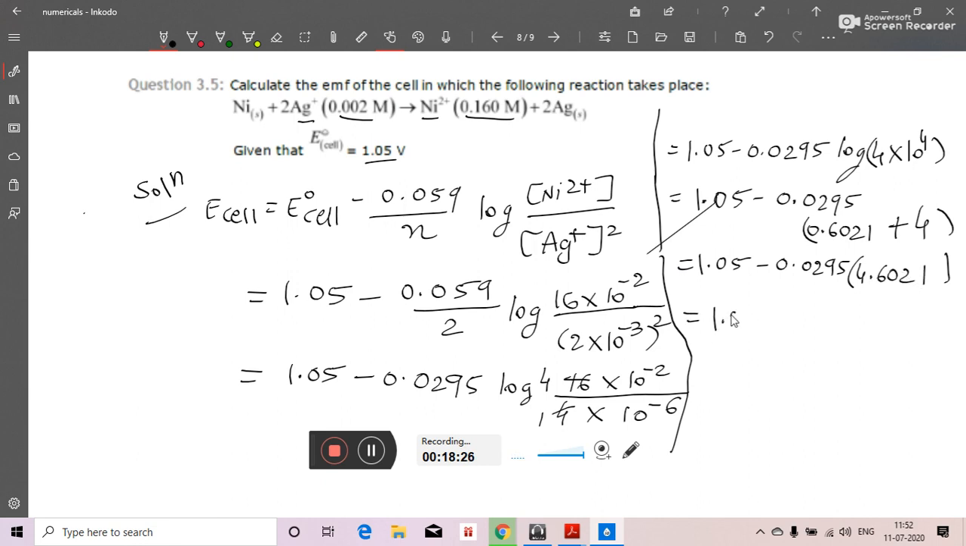Now multiplication of these two is 0.1358. So that will be equal to, now subtract these two, so that will be equal to 0.9142 volt. So that is the answer of E cell, 0.9142 volt.